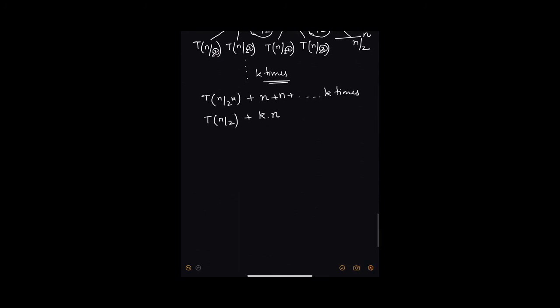You can find the value of k by saying that this has to become 1 for the stopping condition to be met. So I can say that n/2^k is equal to 1. So the value of k is log n base 2. This becomes T(1) and this becomes log n base 2 into n. So the time complexity for my function T(n) is order of n log n base 2.